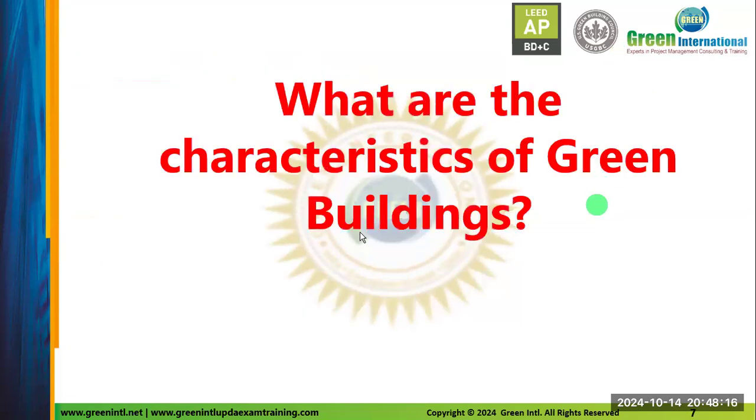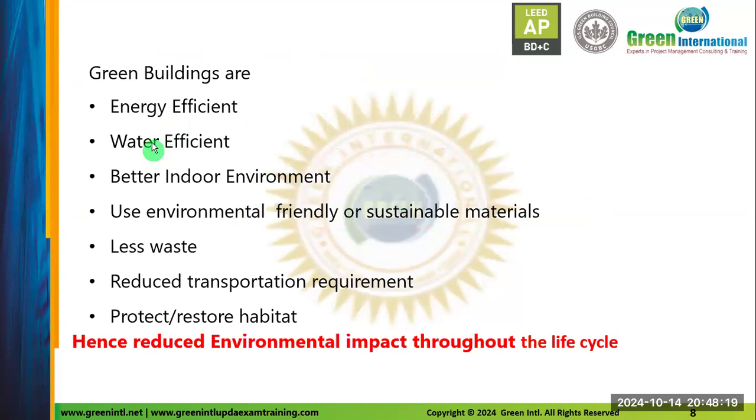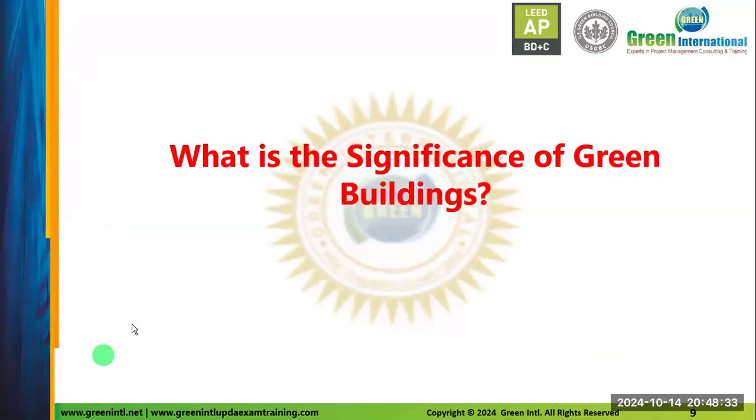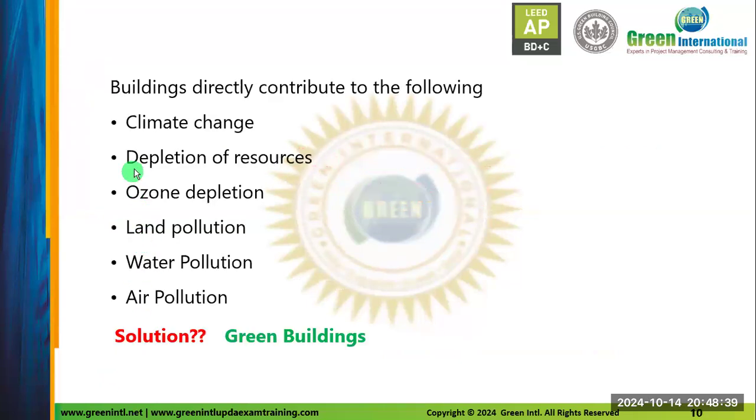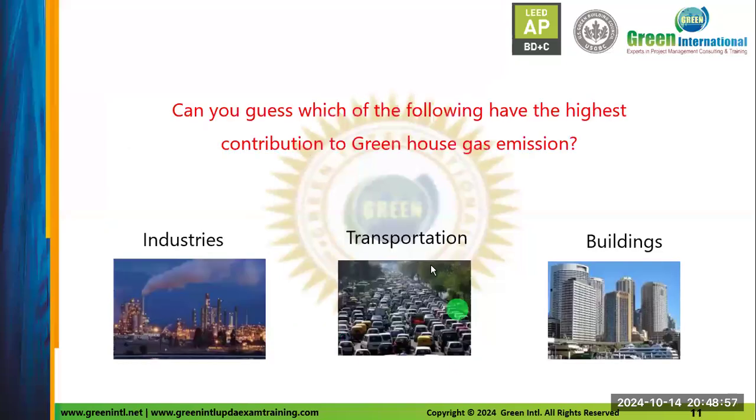What are the characteristics of green buildings? Green buildings are energy efficient, water efficient, have a better indoor environment, use friendly or sustainable materials, produce less waste, reduce transportation requirements, and protect or restore habitat. Hence, they reduce the environmental impact through the life cycle of the building. Significance of green buildings: buildings directly contribute to climate change, depletion of resources, ozone depletion, land pollution, water pollution, and air pollution. So the solution for all that is green buildings.